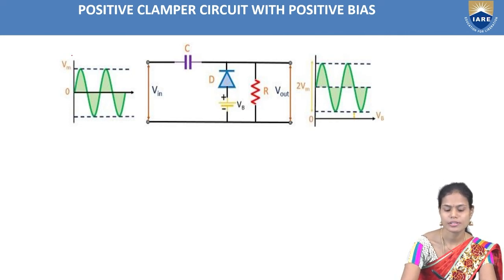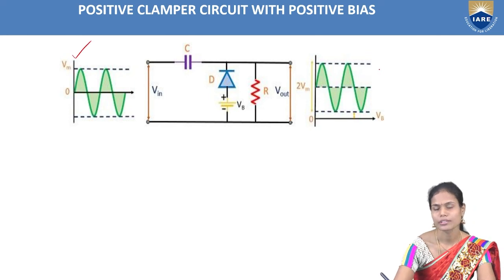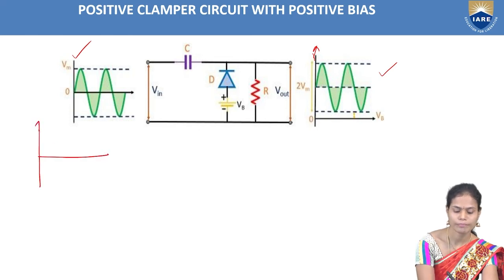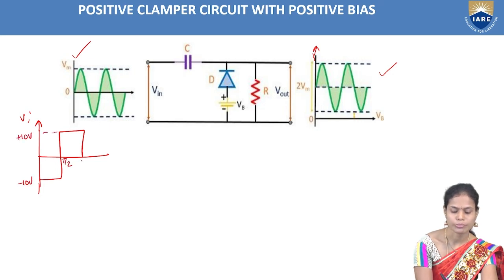So in this case, we will get the output. The total output waveform will shift towards the positive direction by the battery voltage. To see this, again, we need to take the input waveform. Here it is minus 2 volts, here it is plus 2 volts, from 0 to T by 2 and T by 2 to T.